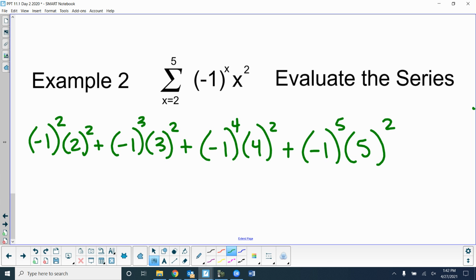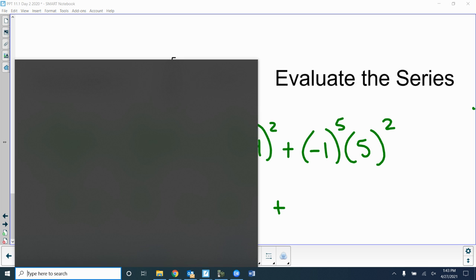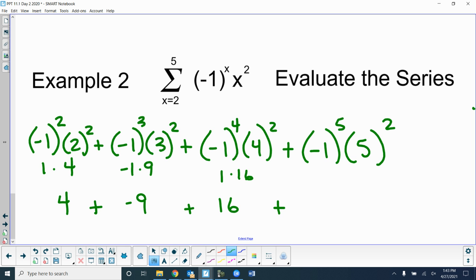Does that make sense? What you would have to do to figure this out? Not that hard, just takes a little more time than yesterday, right? So this is +1 times 4, which is 4. This is -1 times 9, so that's a -9. This is +1 times 16, so 16. And then it's -1 times 25, which is -25.